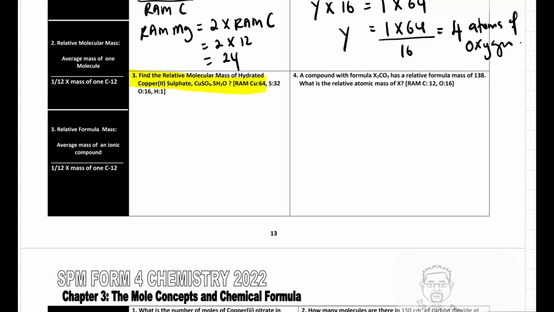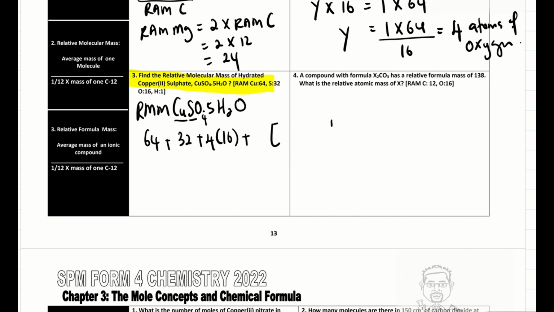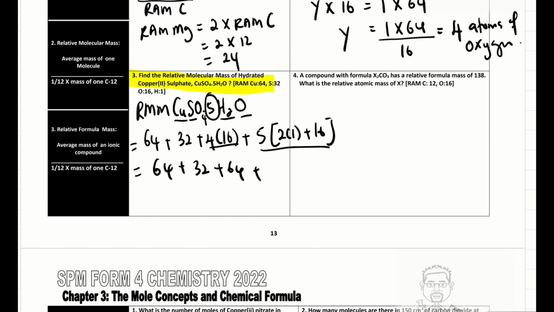All right, we move on to the next question. Question number 3, find the relative molecular mass of hydrated copper(II) sulfate. Here the compound formula is given. We try to find the RMM of CuSO4·5H2O. The copper is 64, sulfur is 32, plus oxygen 4 times 16. Then we open a bracket for water, hydrogen 2 times 1 plus 16, and we must multiply everything by 5. So 64 plus 32 plus 64, and 18 times 5 is 90. So the answer will be 250.